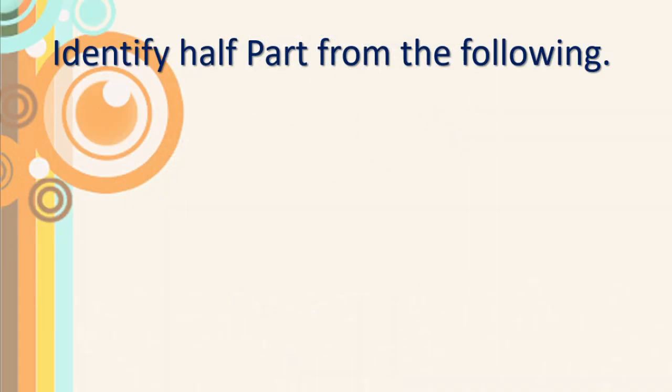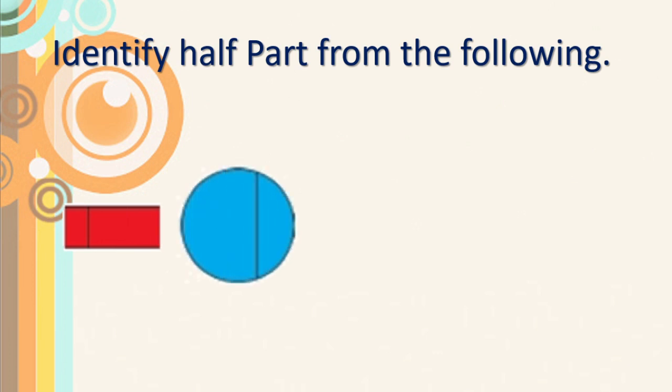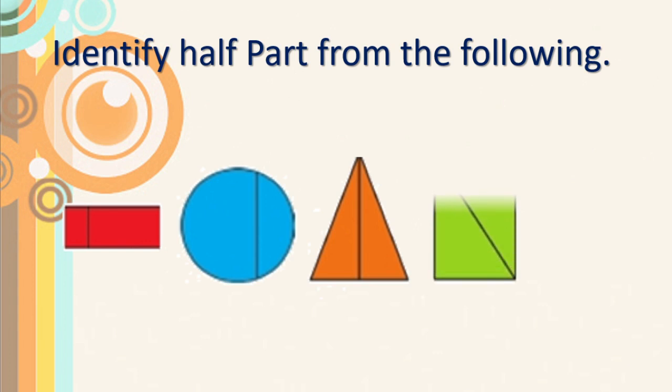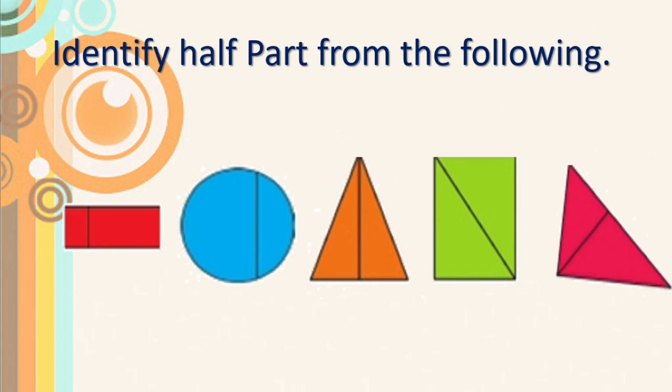Identify half part from the following. Here some pictures we can see. We have to identify which one is half, means which picture shows the half portion. See here, each picture has one line. You have to observe whether these two parts are equal. These two parts are equal. Are they equal? Or are they equal here? Can you see the arrow mark here?